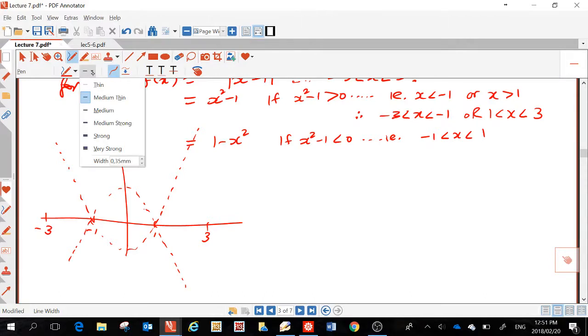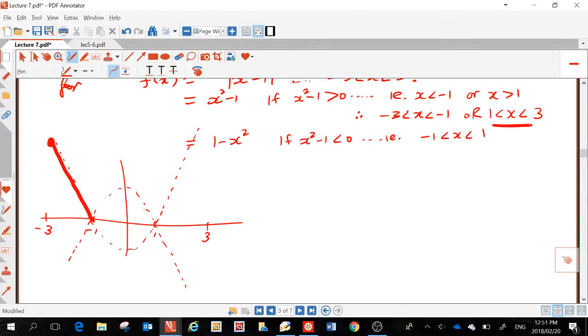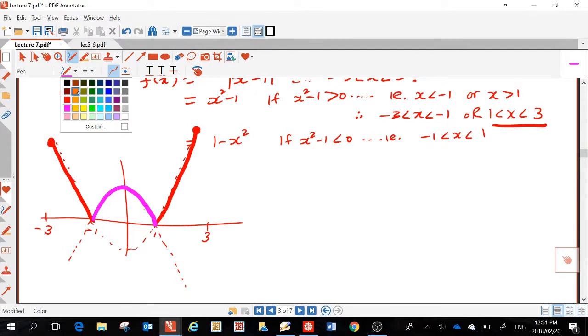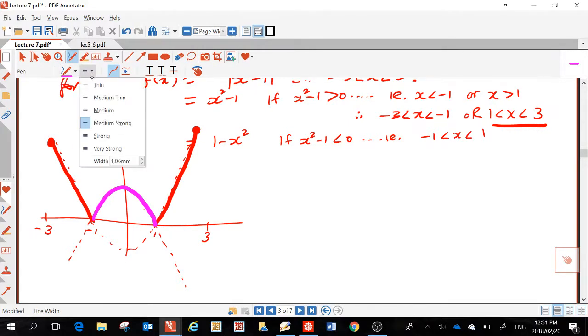Now the first guy is valid between minus 3 and minus 1. So at minus 3 up to minus 1, it's valid up to there. The second piece is from 1 to 3, from here to there. And then lastly, the middle guy is valid from minus 1 to plus 1, this guy here. So this part here is 1 minus x squared. These parts are x squared minus 1. Did you get that? That's what the graph looks like.